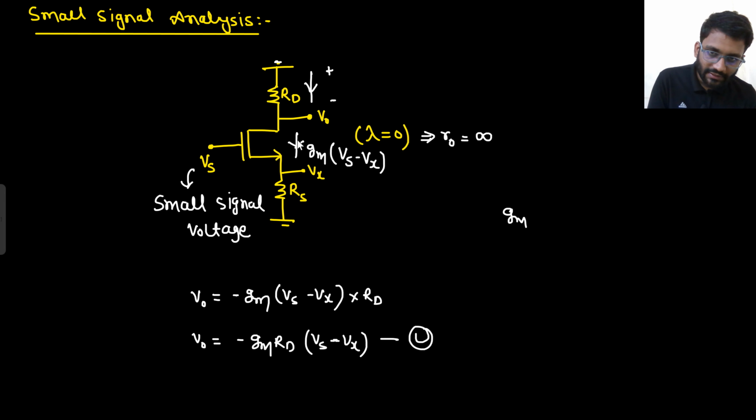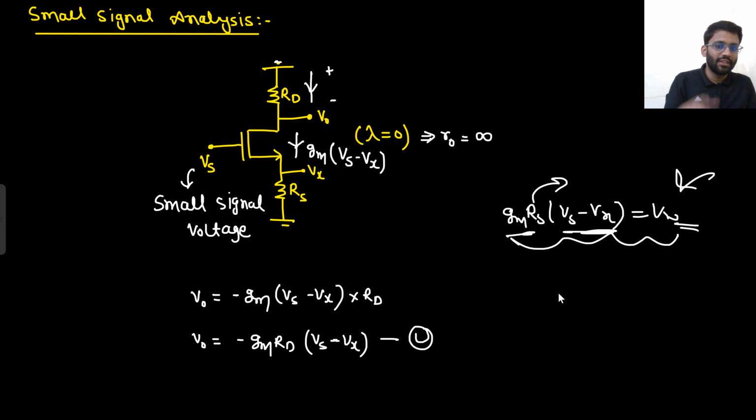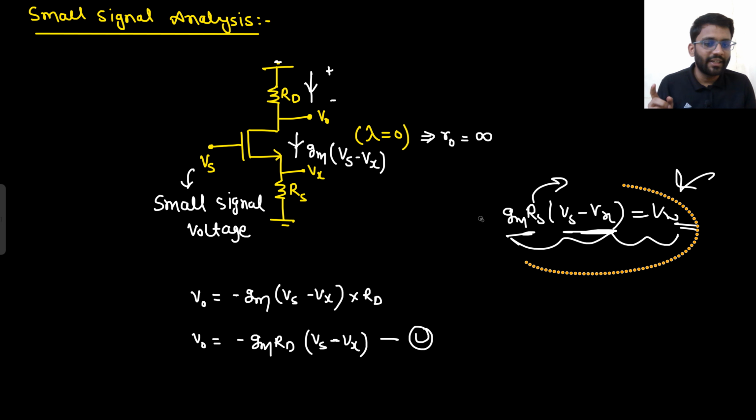Some people will say, sir, this current is flowing through RS as well. So I can write Gm into RS into Vs minus Vx is equal to Vx, and from here I can write down the value of Vx. This is also correct, and there is nothing wrong in that. By this also you will get the final answer. What I did is, the same current is flowing through RS as well. In a MOSFET amplifier, you only need to use your brain to write down the expression. Here my target was to eradicate Vx. The current is flowing through Rs as well, so Gm into Rs into Vs minus Vx is the potential, and that is equal to Vx. Current into resistance gives me the potential. So from here I can find out the value of Vx. This is also good, but that will take more calculation.